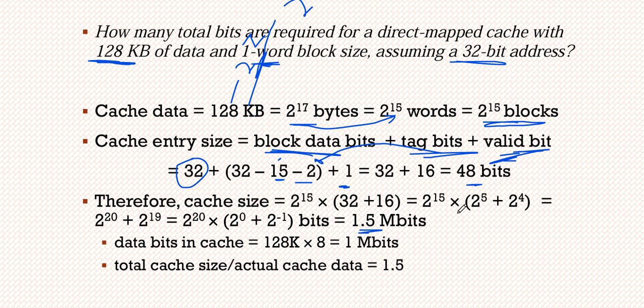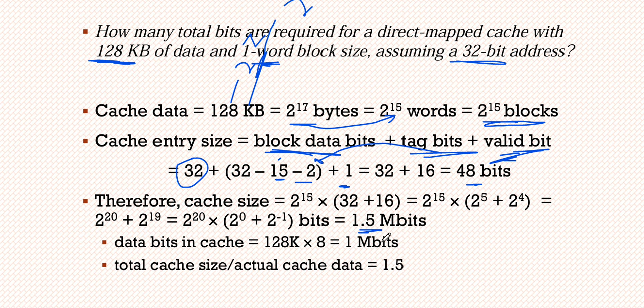So 2 raised to the power 15 times 48, and 48 is the same as 32 plus 16, right? Now, 32 is the same as 2 raised to the power 5, and 16 is the same as 2 raised to the power 4, right? Now you can factorize 2 raised to the power 20 from this, or you can just expand it. When you expand, you will get 2 raised to the power 20 plus 2 raised to the power 19. Now you factorize the 2 raised to the power 20 out, you get 2 raised to the power 0 plus 2 raised to the power minus 1, right?